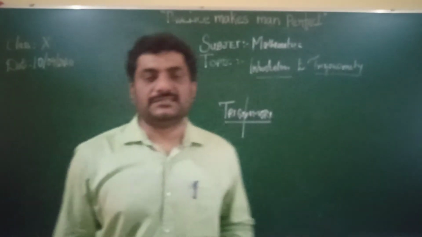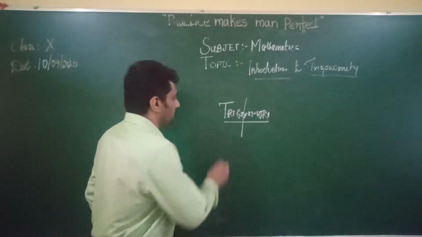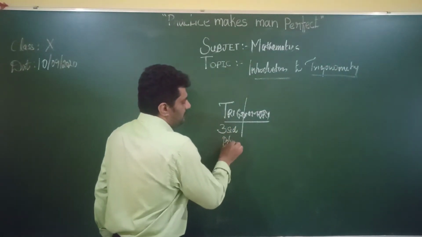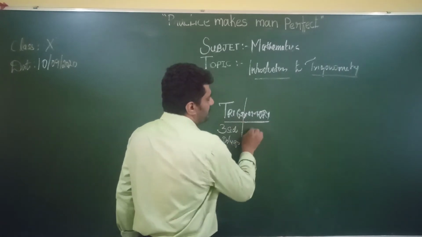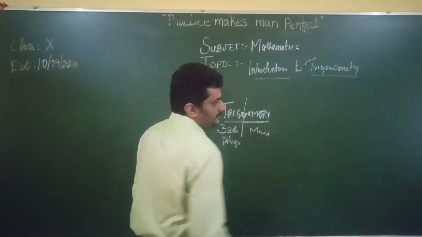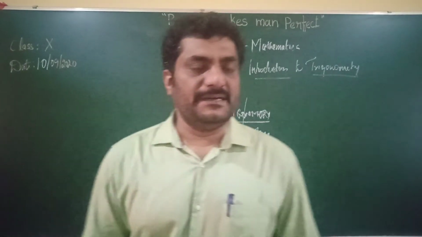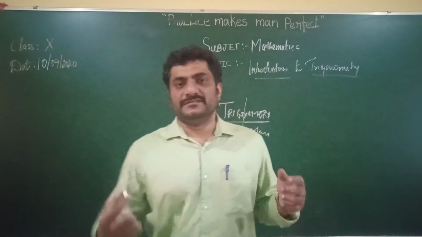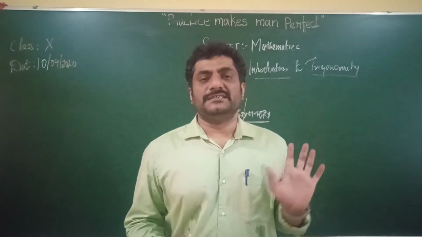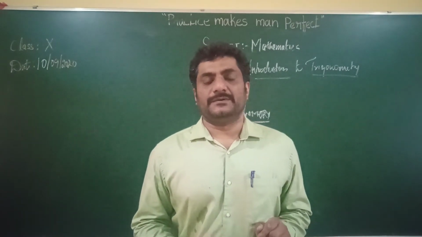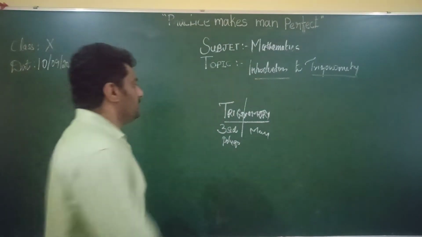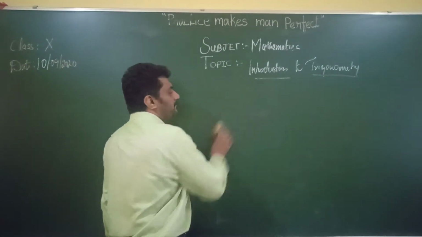what is trigon? Trigon is nothing but a three-sided polygon, and metry is measurement. That means in trigonometry we will talk about measuring different things using the triangle. A three-sided polygon is nothing but a triangle. Using this triangle we are trying to check the measurement.